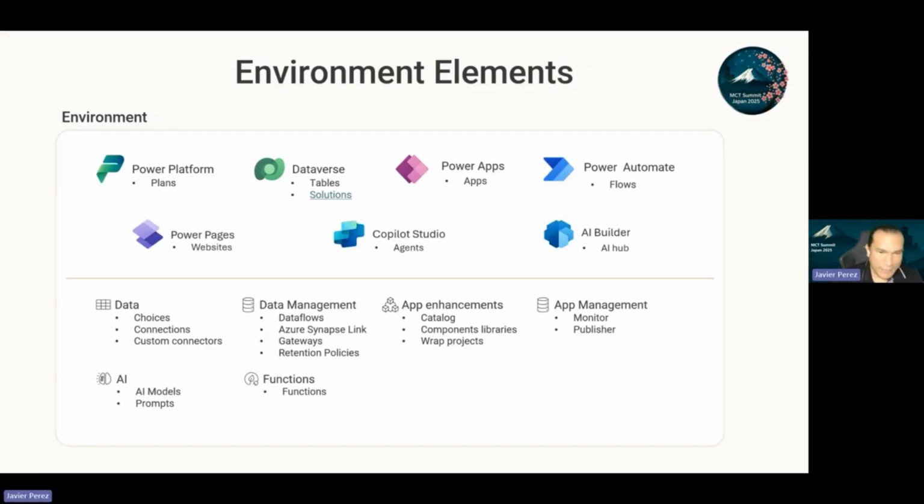This is all the things that we see on the Power Platform. In the data, we have choices, connections, and custom connectors. In data management, we have dataflows for integrating our data, or Azure Synapse Link. There are other features, like the data gateways here in Power Platform. We can connect all the on-premises data through the Power Platform data gateway, and we have all the data connected to the cloud. When this magic happens, all the users say, okay, that's really what we need.